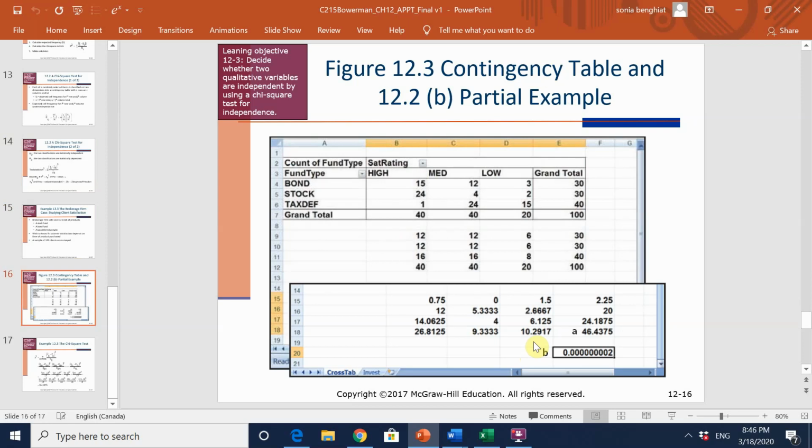So here we can see how we would get an expected value for cell 1, 1. That would be the result of taking my row total for row 1 times my column total for column 1. So 30 times 40, and that would be divided by 100 would give me 12. And you repeat that for every other of the remaining 8 cells to get your 9 expected values overall.